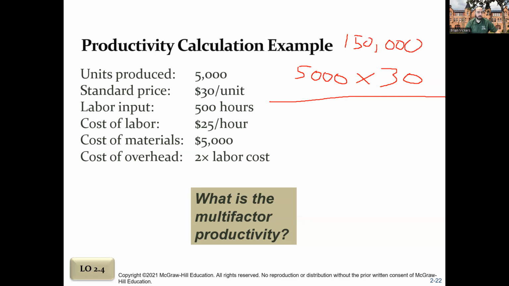All right, so 150,000 on top, and then on the bottom we're going to have 500 hours of labor at $25 an hour. So we have 500 times 25. Okay, so that's 12,500, I think. Oops.